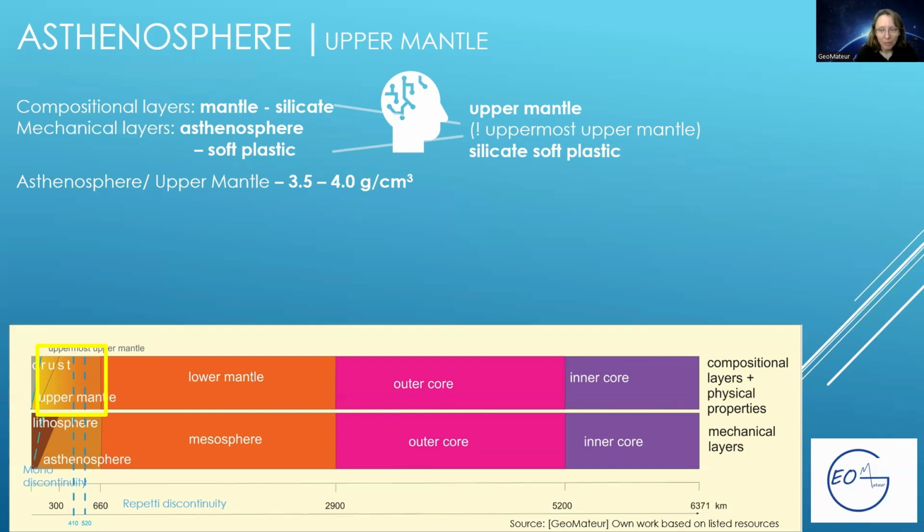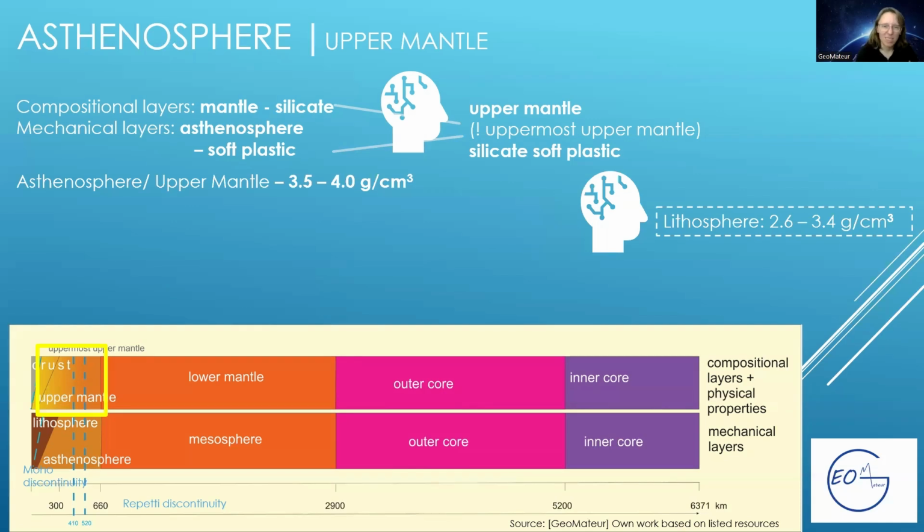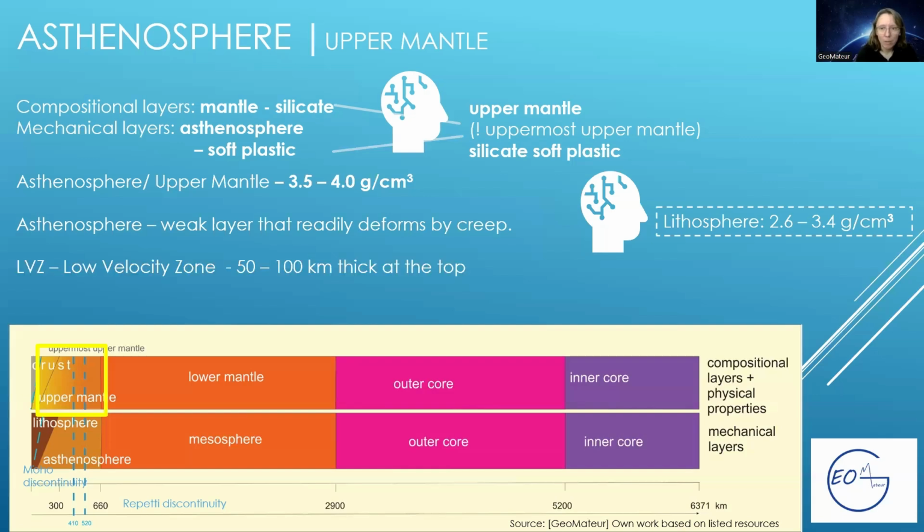Asthenosphere or upper mantle has a density of up to 4 grams per cubic centimeter. So compared to lithosphere, it's denser. And asthenosphere is a weak layer that readily deforms by creep. There is also a so-called low velocity zone, 50 to 100 kilometers thick at the top of asthenosphere. And there are three main discontinuities that we will talk about there.